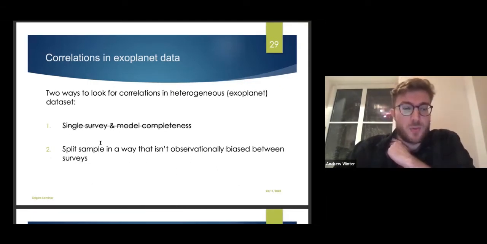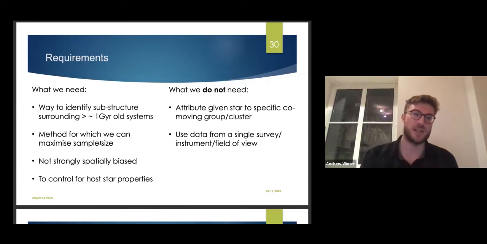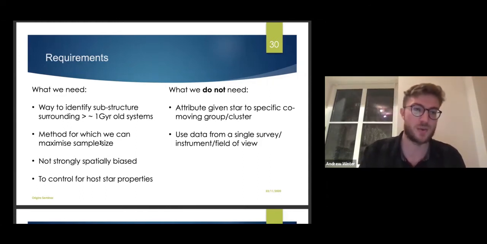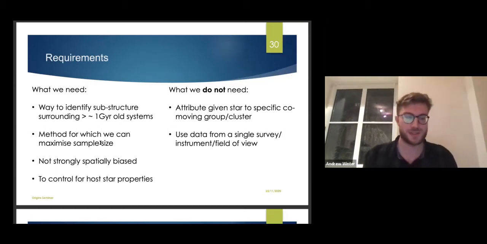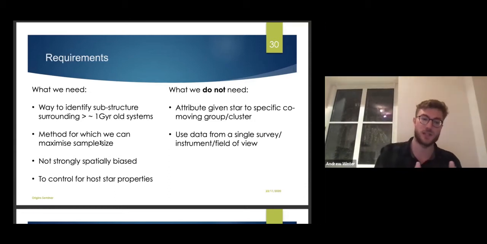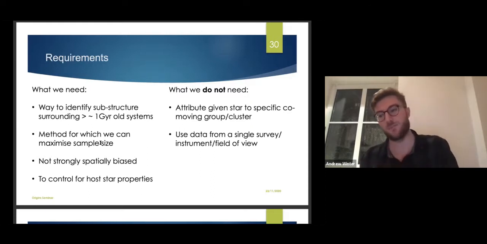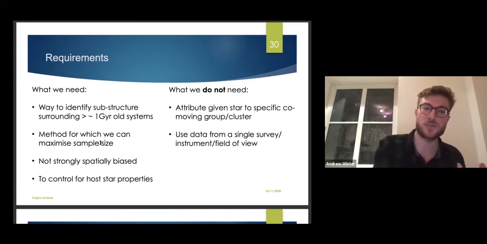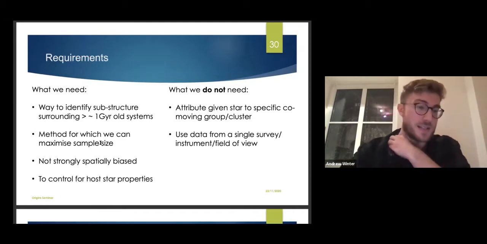So we can't really do the first one, but what we can try to do is split a sample in a way that isn't observationally biased between surveys. The requirements of any such process are, first of all, a way to identify substructure surrounding these giga-year-old systems, and a method by which we can maximize the sample size available to us. We need a system which isn't strongly spatially biased, so that we aren't biased between different surveys. Different surveys may look at different parts of the sky, and if you're just picking up substructure in a certain part of the sky and not others, then you may just be picking up survey biases.